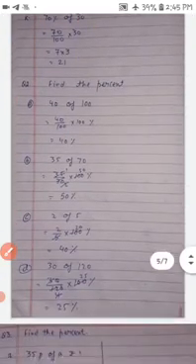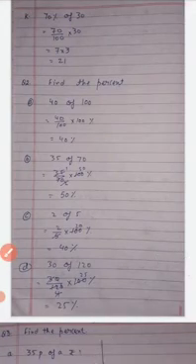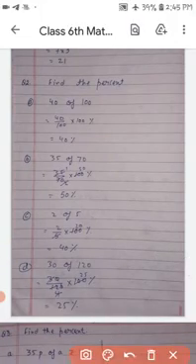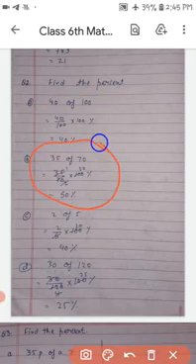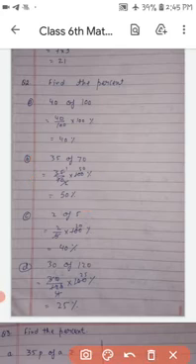Question 2. Find the percent. 40 of 100. Now 40 upon 100 multiplied by 100 and write the percentage sign. Answer is 40%. 35 upon 70, multiply by 100, cancel out the number. 35 twos are 70. Now 2 fifties are 100. Answer comes to 50%.